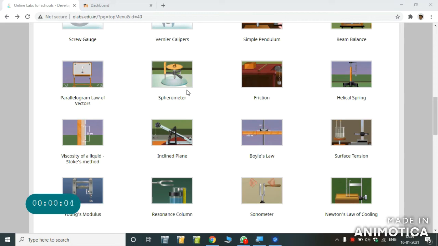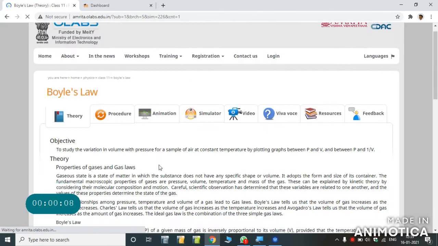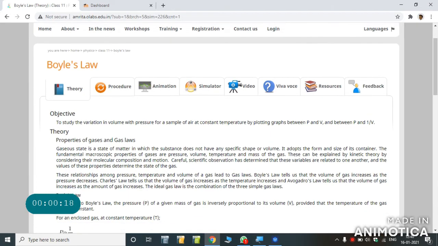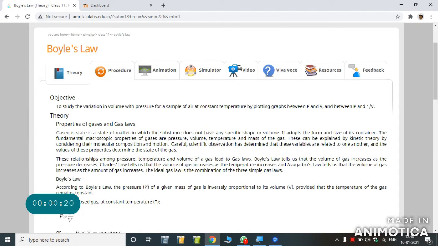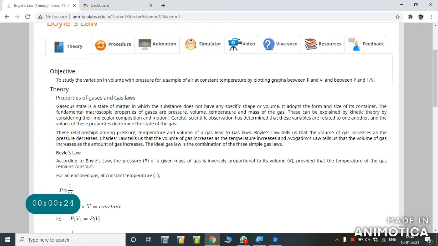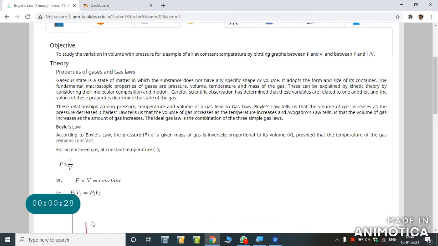I am going to perform Boyle's law. According to Boyle's law, at a constant temperature, when the volume of the gas increases, the pressure of the gas decreases. Thus, the pressure is inversely proportional to the volume. Thus, P cross V is constant. Thus, P1 V1 is equal to P2 V2.